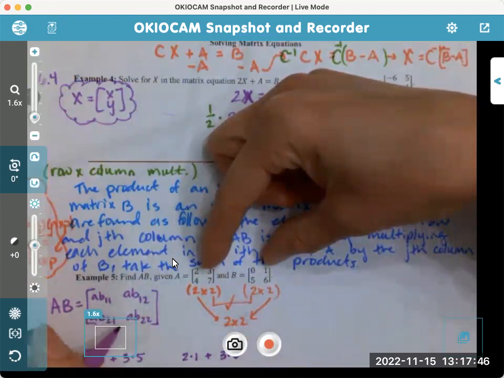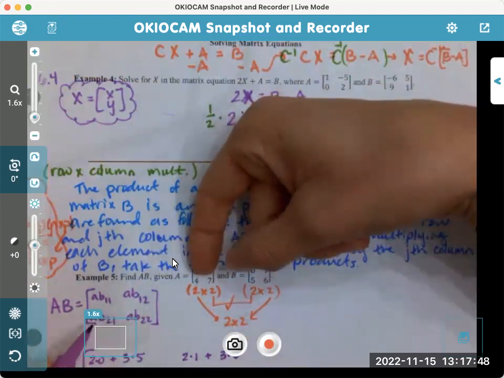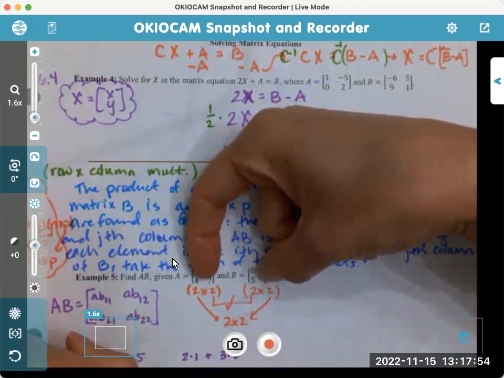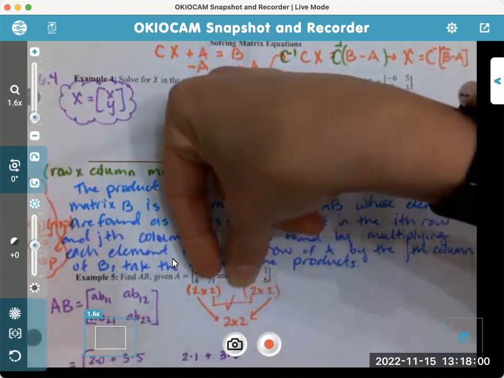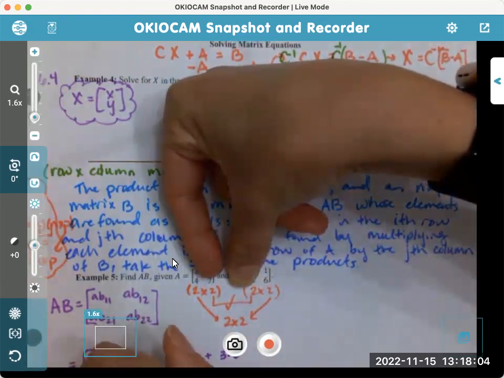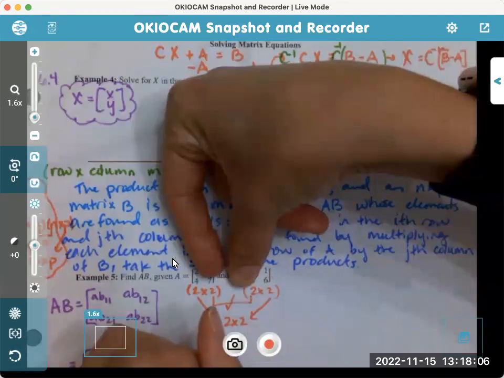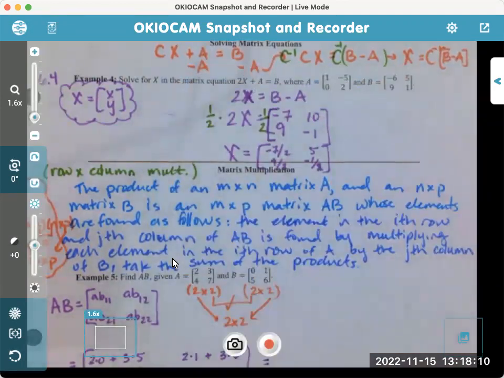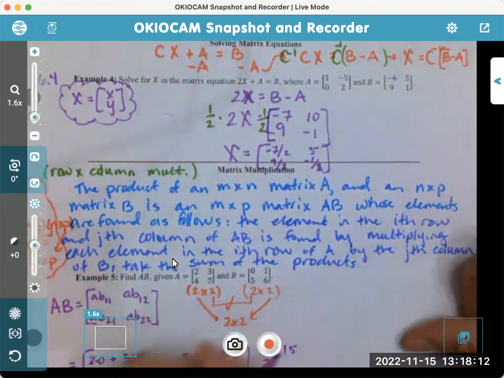So for element AB2,1, that's now row 2, column 1. So we now have 4 times 0 plus 7 times 5. 2,2 is row 2, now column 2. That's 4 times 1 plus 7 times 6. So 2 times 0 is 0 plus 15, that's 15.